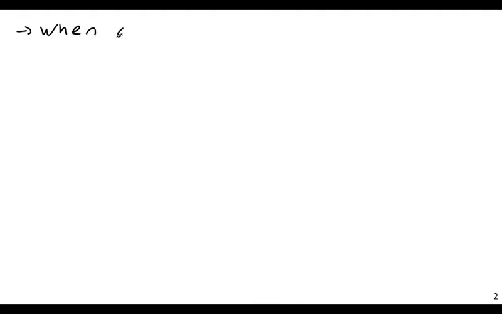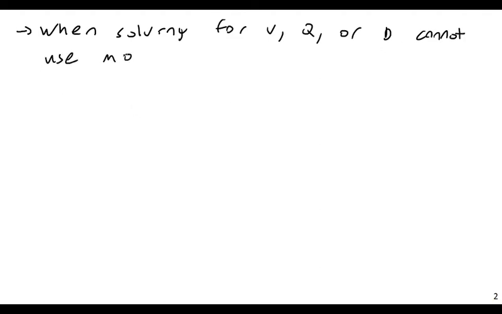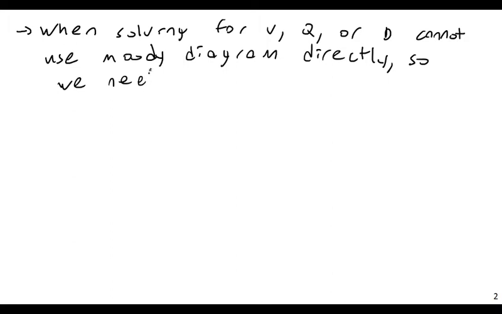So again, when solving for V, Q, or D, we cannot use the Moody diagram directly. So we need to solve iteratively. And we'll see what that means in this context. Now, I'm sure you've heard the word iteration before. That's not something new to you. But in this context, it may be a bit odd, which is why we're going over it today.